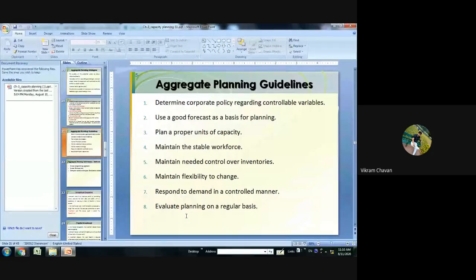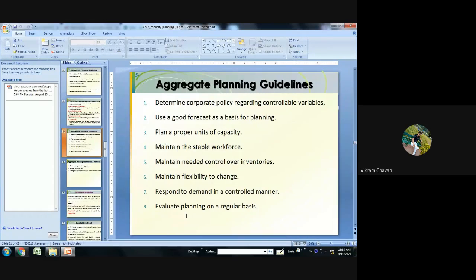Then we have seen some guidelines related to aggregate planning. The first one is to determine corporate policy regarding the controllable variables. The second is to use a good forecast as a basis of planning. The third is to plan proper units of capacity. The fourth is to maintain a stable workforce. The fifth is to maintain needed control over the inventories.